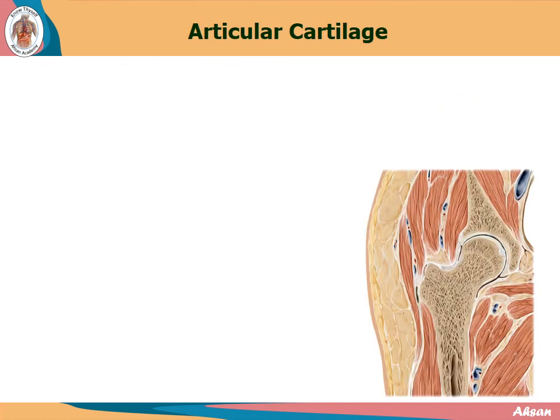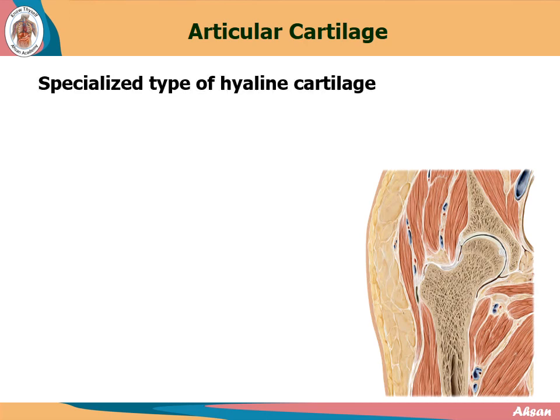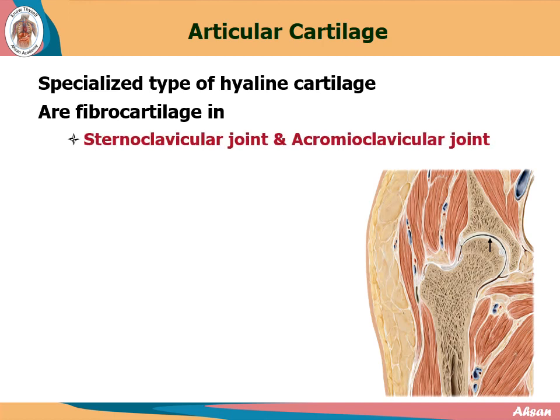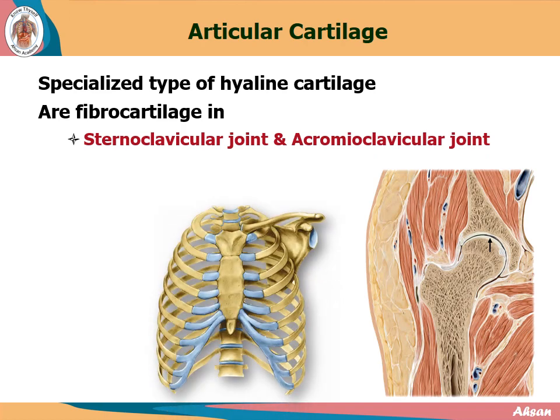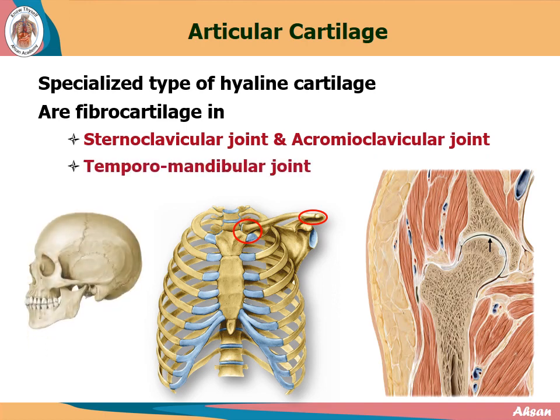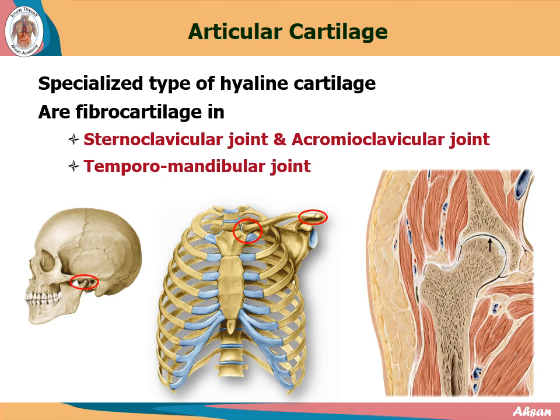Now let us discuss one by one each component of the synovial joint. First, articular cartilage. This is specialized hyaline cartilage, but in some joints you may get another type of cartilage, fibrocartilage. Fibrocartilage is found at the two ends of the clavicle, making the sternoclavicular and acromioclavicular joints. It is also present in the temporomandibular joint, formed by the head of the mandible and the mandibular fossa of the temporal bone.